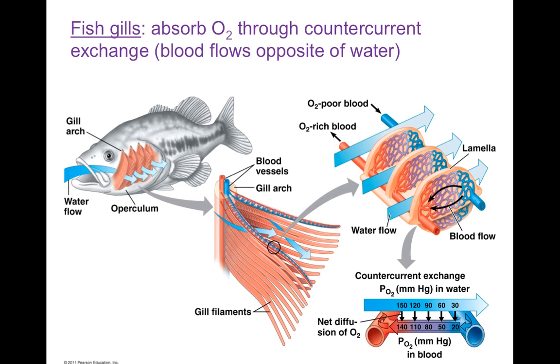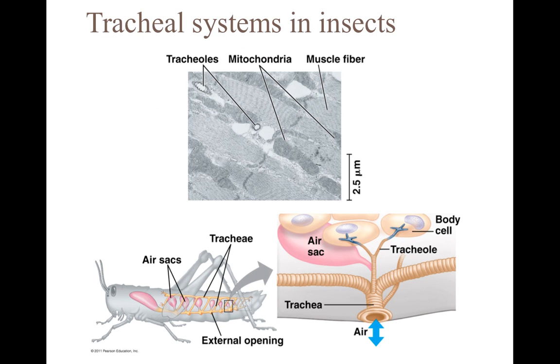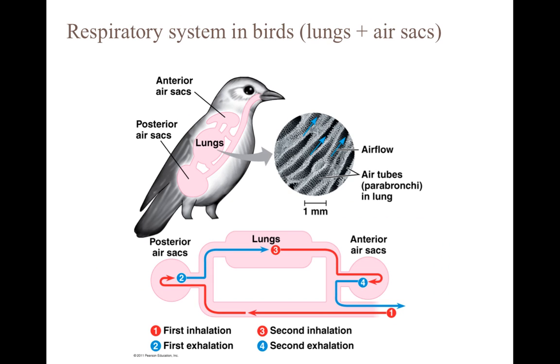Fish gills are very cool. They absorb O2 through a current, so as long as that fish is moving, it is having enough oxygen. And the blood flows the opposite way of the water, so it's kind of cool. Tracheal systems are in insects and in us as well. Trachea is like a hole where you're going to get air from the outside that goes down into some kind of sac or body cell. With birds, you have lungs and air sacs. Birds have, I guess, a more complicated lung system than us.